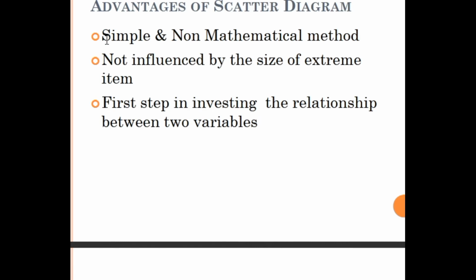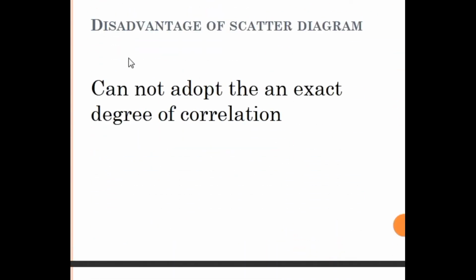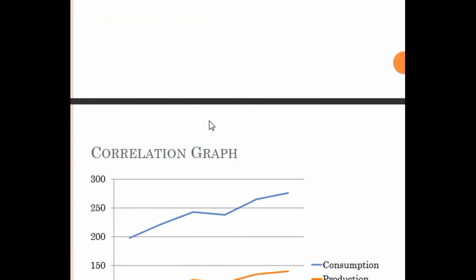Just read it. The advantages of the scatter diagram method, and these are the disadvantages. Only one is there. We cannot adopt exactly the correlation in case of the scatter diagram, because it is not proven. It cannot be proved by further mathematical treatment. But in the mathematical, that is algebraic, method, you can find the derivation of the variables.